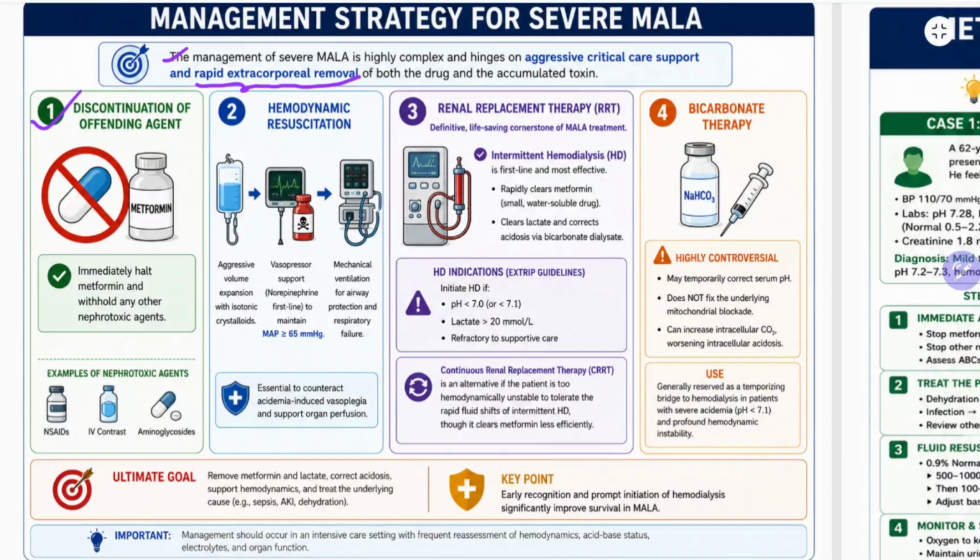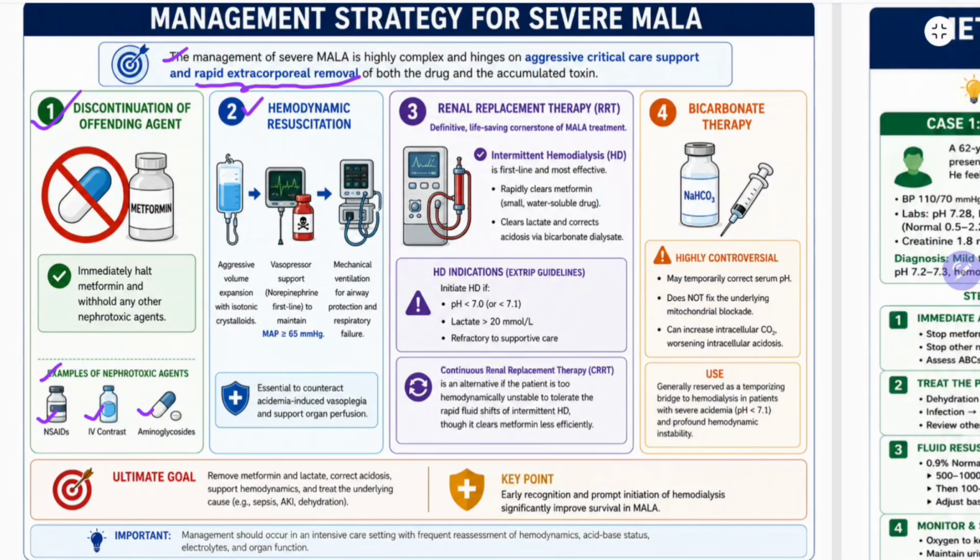So the first one is discontinuation of the offending agent, that is metformin. Immediately halt metformin and withhold any other nephrotoxic agents. Examples of nephrotoxic agents are NSAIDs, which impair kidney function; IV contrast, again impairs kidney function; aminoglycosides, again impair kidney function. So stop metformin and stop all those nephrotoxic agents which impair the kidney function.